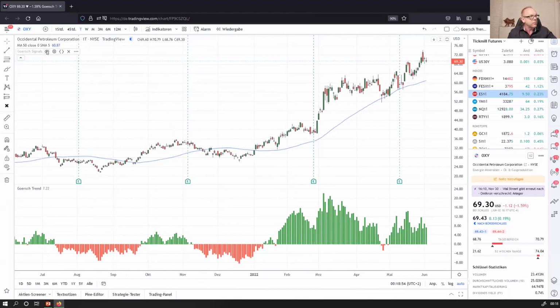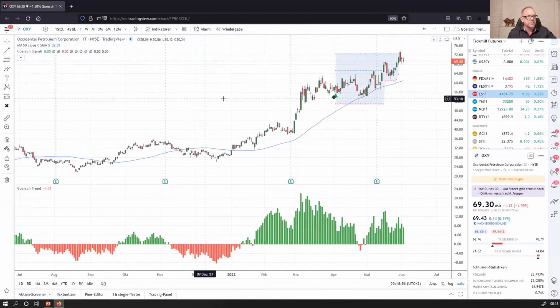And if we take a look at the signals here, we see this was my last trade on the long side with Occidental Petroleum. We got this nice entry setup here on the 4th of April. And we see the first target was reached, the second target was reached.